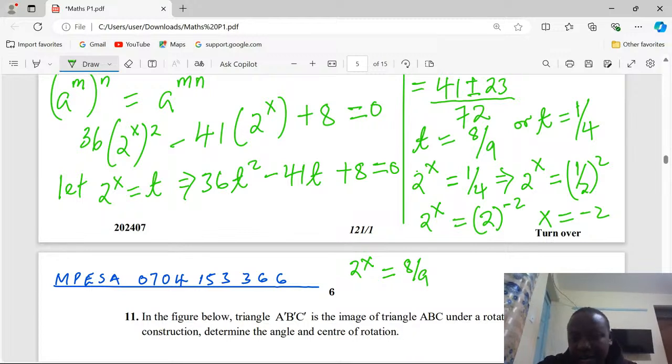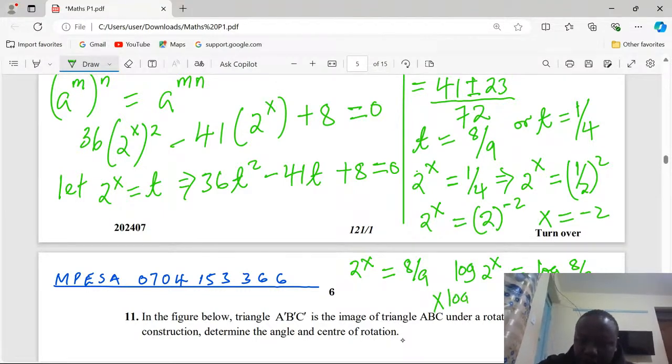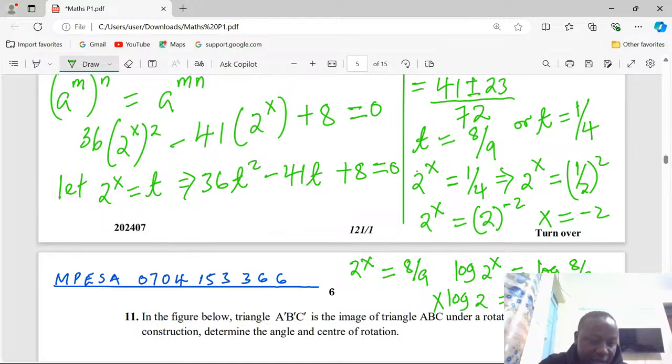Now, it means we can introduce logarithms. The log of 2 power x equals the log of 8 over 9. And this means that x log 2 equals the log of 8 over 9. And the value of x will be the log of 8 over 9 divided by the log of 2. I can see people are already typing the answer there. And we need it as negative 0.1699.